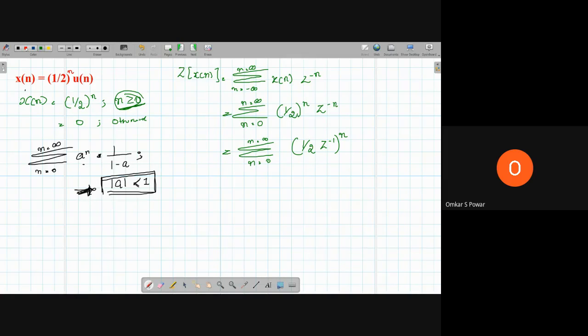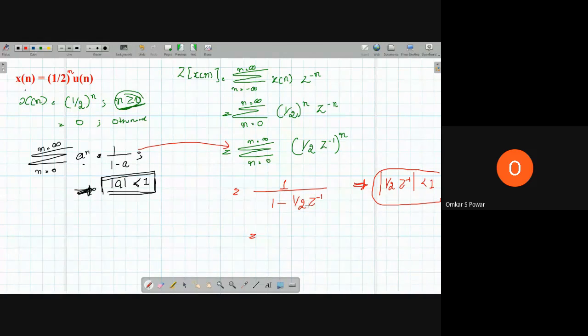So now let us continue with this problem. Applying this formula to this one, what will we get? A is half z to the power of minus 1. So 1 by 1 minus half z to the power of minus 1. What is the condition? I will write the condition here: mod a, which is half z to the power of minus 1, is less than 1. We will use this while plotting the ROC. We will keep this aside as of now.